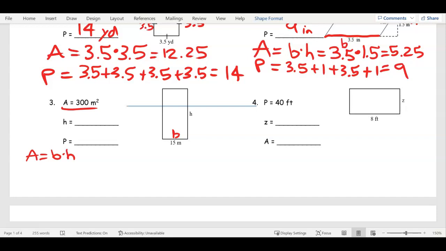Let's plug in what we know. 300 goes here for A. Y'all see why that is? Because it says it up here. My B is 15 times H, which is missing. Okay.